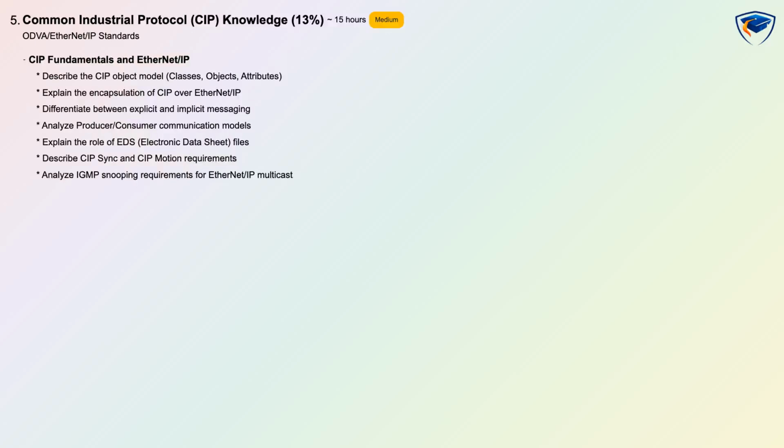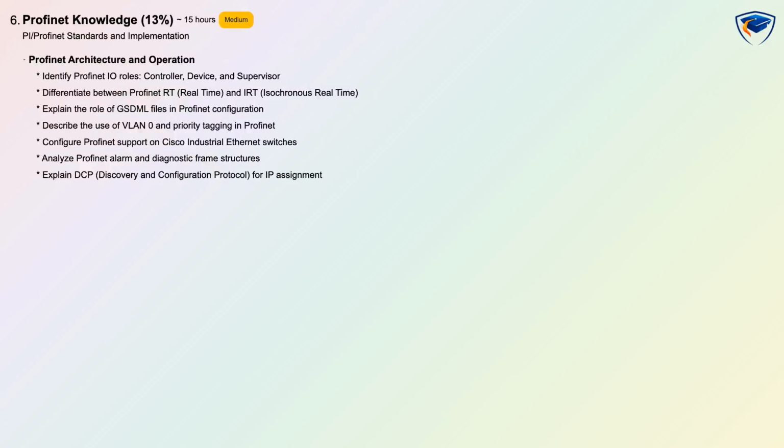Profinet knowledge is 13% and also medium difficulty with an estimated 15 hours of study and conceptual scenario assessment. This domain explains Profinet architecture and roles such as controller, device and supervisor and differentiates RT and IRT for real-time requirements. You will learn to work with GSDML files, the use of VLAN 0 and priority tagging, DCP for IP assignment, and how to configure Profinet support and diagnostics on Cisco industrial switches.